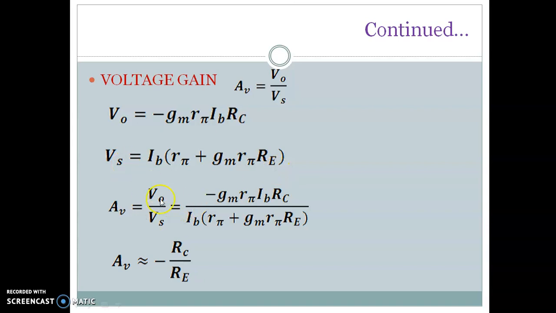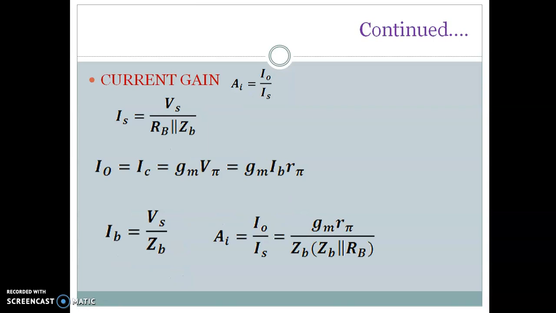Substituting these two equations, we can cancel out the common term, IB. Therefore I get minus gm r pi RC divided by r pi plus gm r pi RE. If you take gm r pi as a common term and cancel it out, this helps us get the reduced value that AV is equal to minus RC by RE.